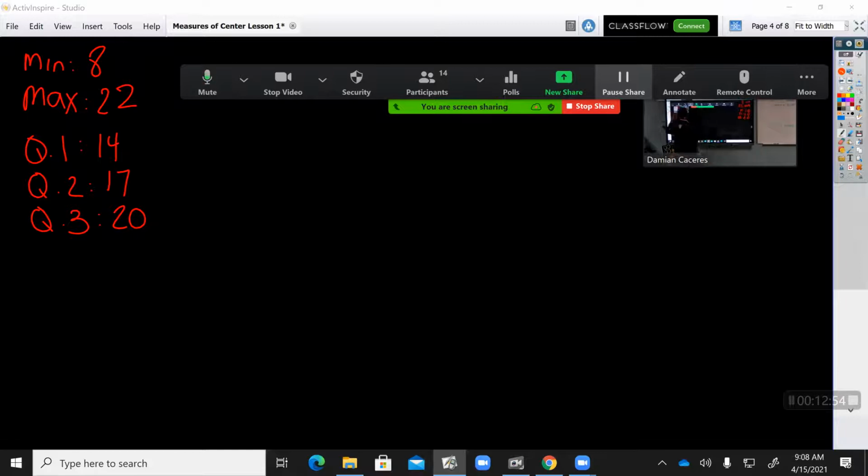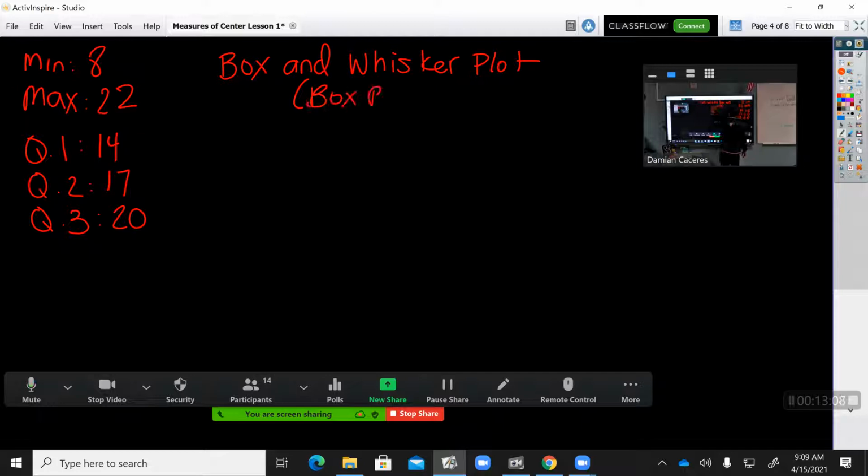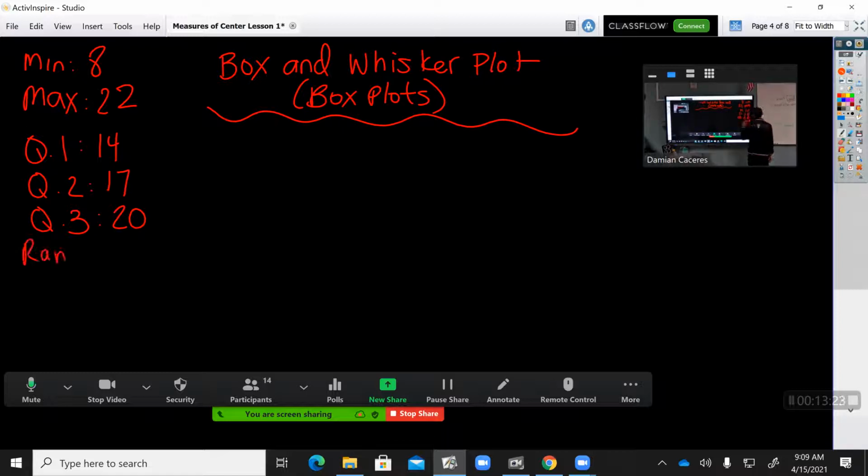All right, so with that information, we're going to create something that's called a box and whisker plot. Sometimes they're just called box plots, but the old school name is box and whisker plots, and it's actually easier to understand if you use the word whiskers. Now let's add one more word here, range. So the maximum is 22, the minimum is 8. If you subtract them, you get 14.